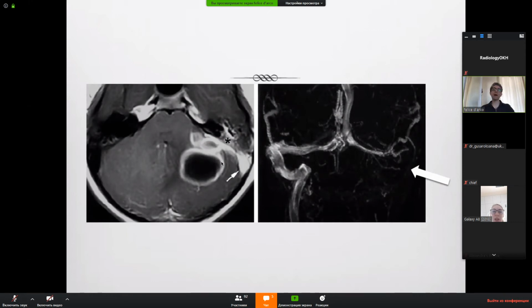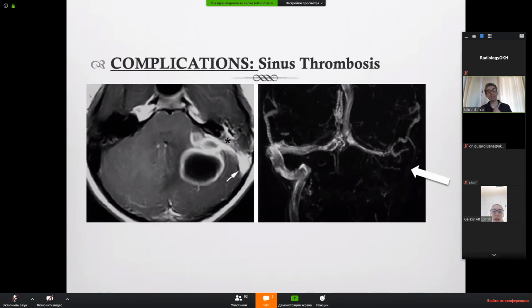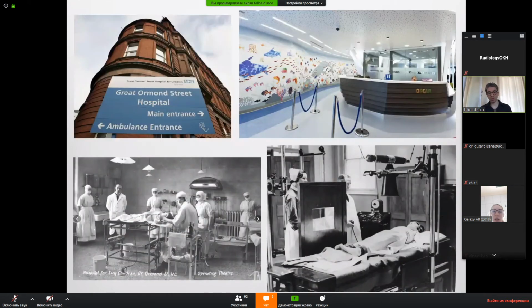So if you have a mastoiditis, look at the venous sinus, not only at the cerebellum. So remember that these three pathological entities are interconnected. And this is also an emergency, so you need to recognize it.